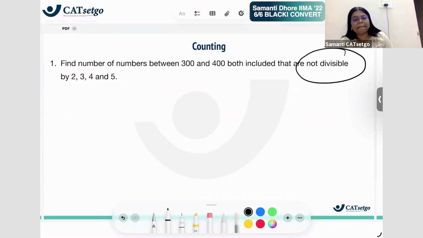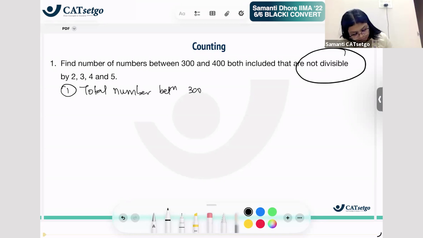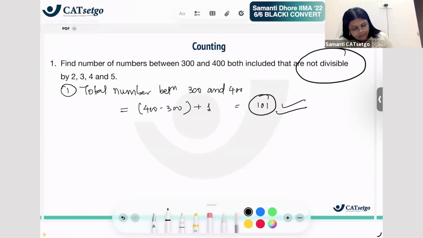कैसे करेंगे इसको? I'll tell you. Not divisible calculate करना difficult है. Divisible calculate करना आसान है. So we will just say कि okay, let me find numbers that are divisible, and out of total numbers I will subtract that. Right? So first step will be to find total numbers. How many numbers are there? 400 minus 300 plus 1 because both boundaries are included. That is 101. How many total numbers are we looking at? We are looking at 101 numbers.